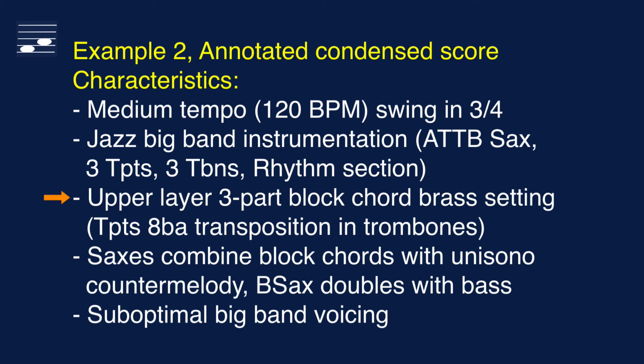The trombones play the trumpet block chords at the lower octave, with one brief exception where they move to open position voicing. The same parts are copied to upper saxophones in the middle register, while the baritone saxophone is doubling the acoustic bass. The result is an acceptable but suboptimal jazz big band setting. This is most noticeable in the trombone section.